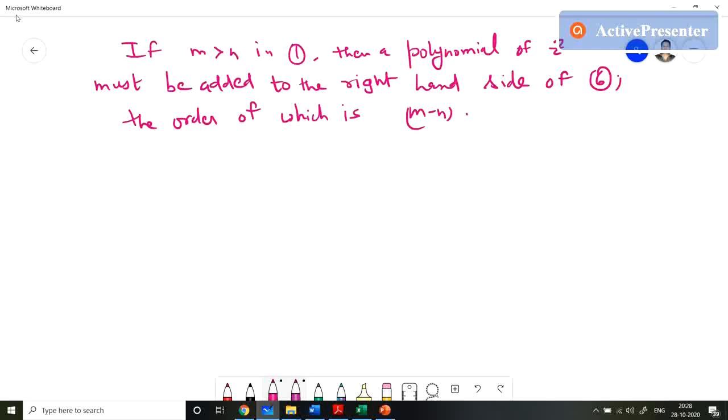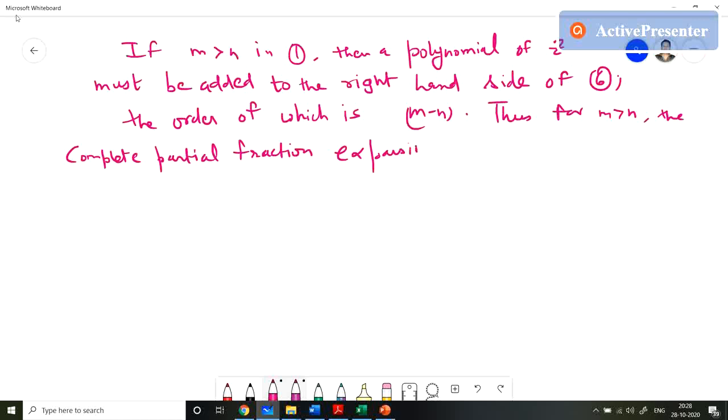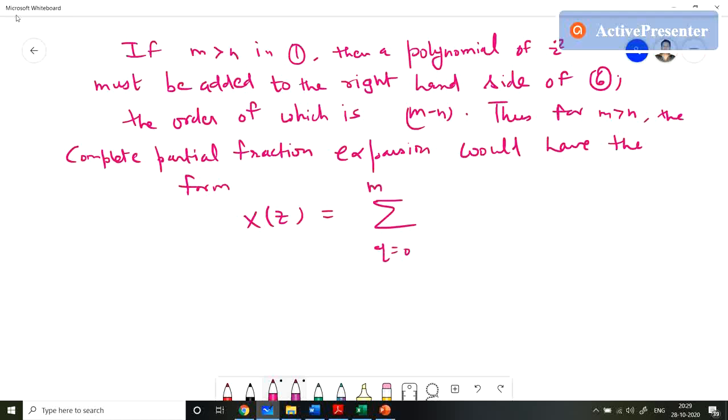So what is happening here? Thus for m greater than n, the complete partial fraction expansion would have the form X(z) equals summation q equals 0 to m minus n of bq z raised to the power q, plus summation k equals 1 to n of ck z divided by (z minus pk).